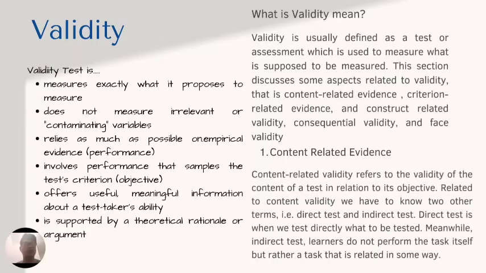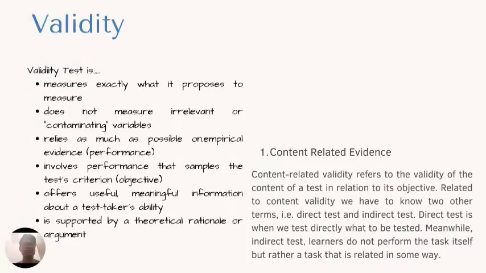Next one is about content-related evidence or content-related validity. It is referred to the validity of the content of a test in relation to its objective. Related to content validity, we have to know two other terms, and that is direct test and indirect test. Direct test is when we test directly what is to be tested. Meanwhile, in indirect test, the learner does not perform the test itself, but rather a task that is related in some way.